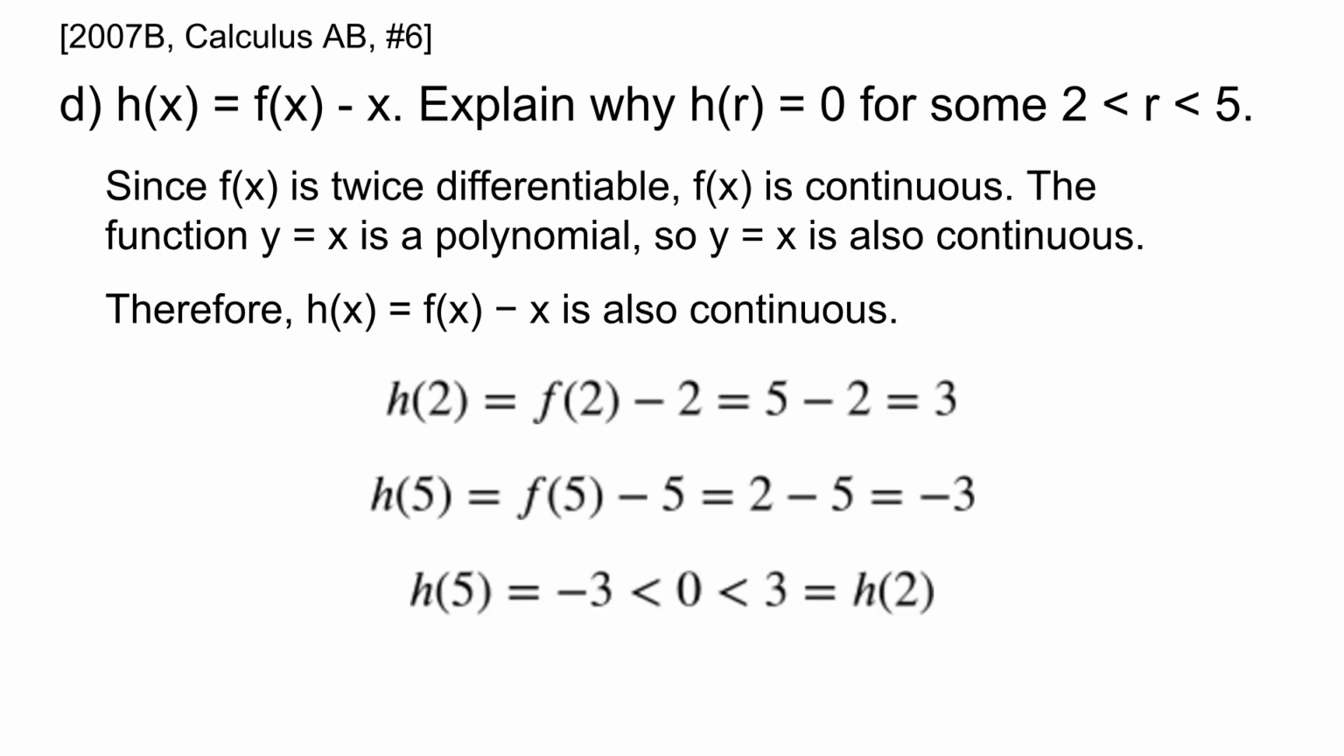Since 0 is between h of 5 and h of 2, since h of 5 is negative 3 and h of 2 is 3, 0 is definitely between those two numbers. And therefore, we can conclude that h of r must equal 0 for some value of r between 2 and 5.